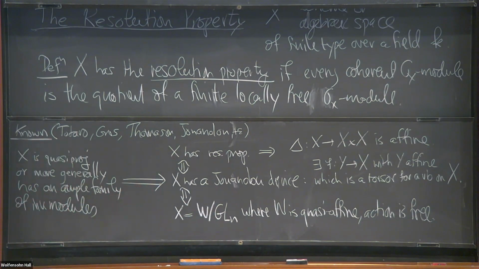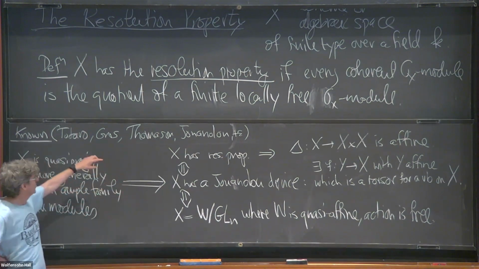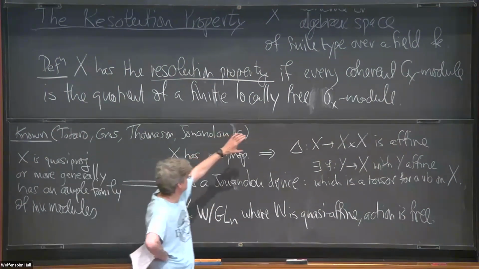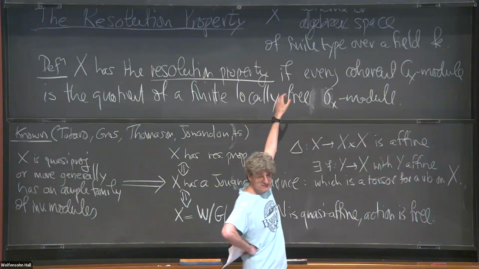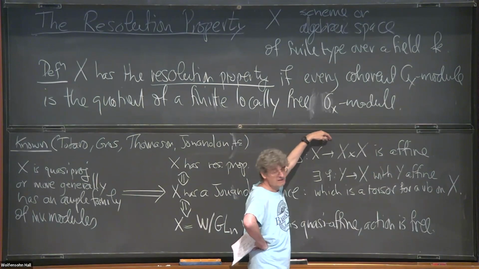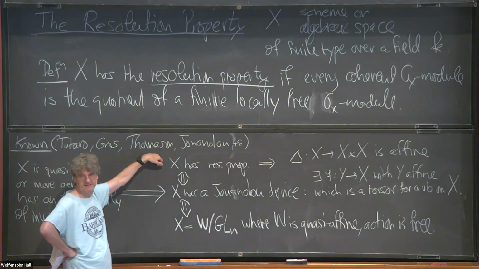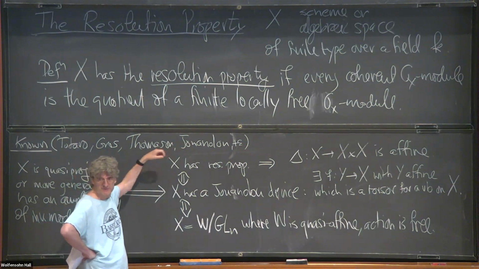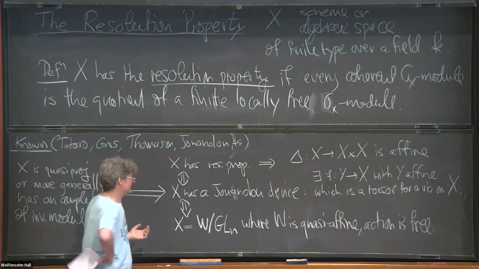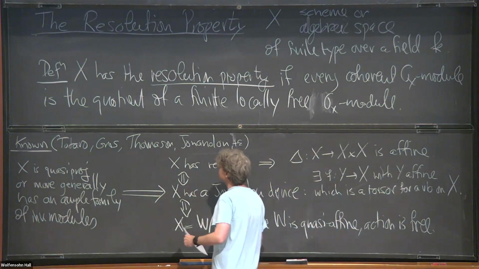Now the thing is, we don't know any X like that: an algebraic space or a scheme with affine diagonal, which does not have the resolution property. We have no example. So that's what I find a really nice open question.